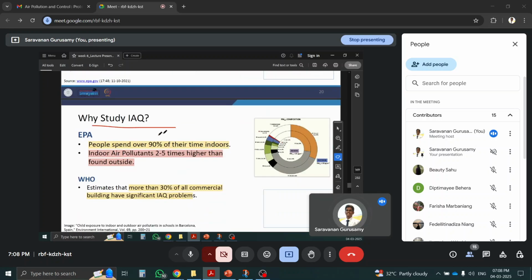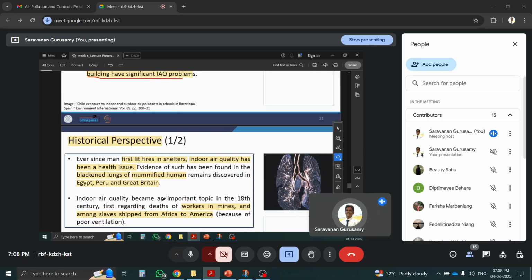So why do we need to study indoor air quality? Because EPA results show people spend over 90% of their time indoors. There are 2 to 5 times higher pollutants found indoors compared to outside. So if you see the statistics, indoor air pollutants are more harmful than outdoor air pollutants. And WHO results show that more than 30% of all commercial buildings have significant IAQ problems. If you go into commercial areas like malls, residential buildings, or restaurants, you can find more than 30% of these buildings have indoor air quality problems.